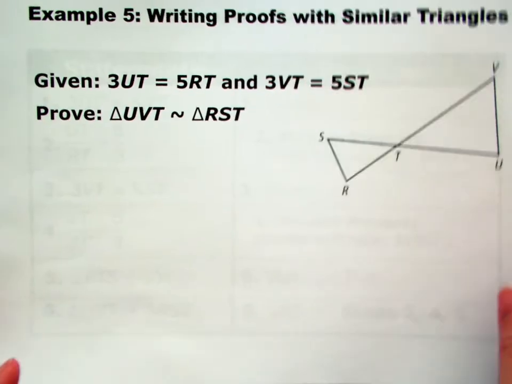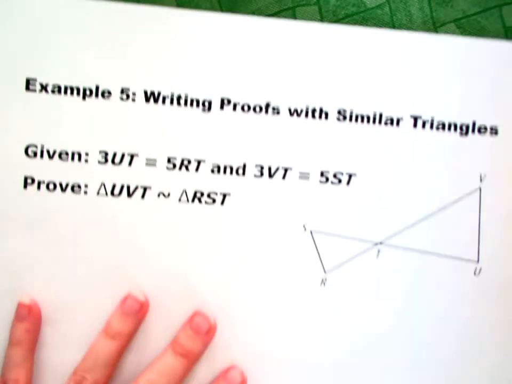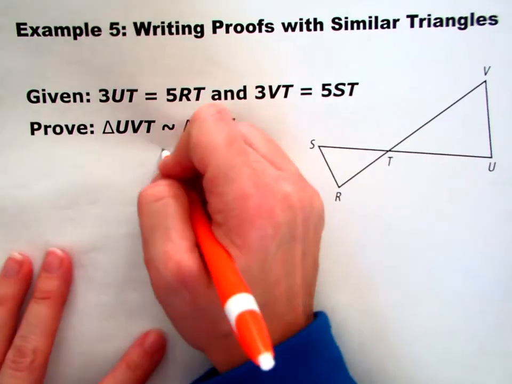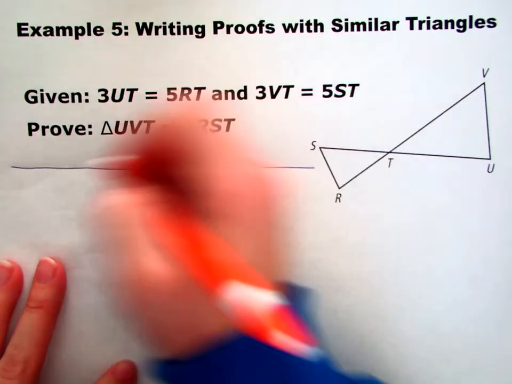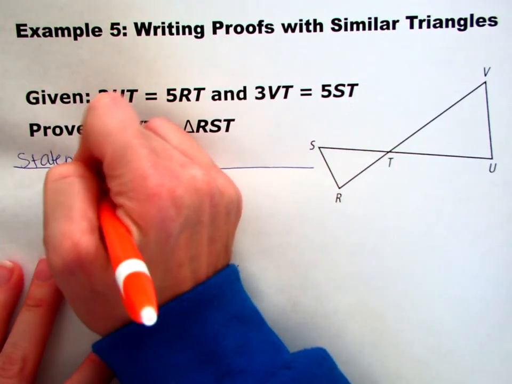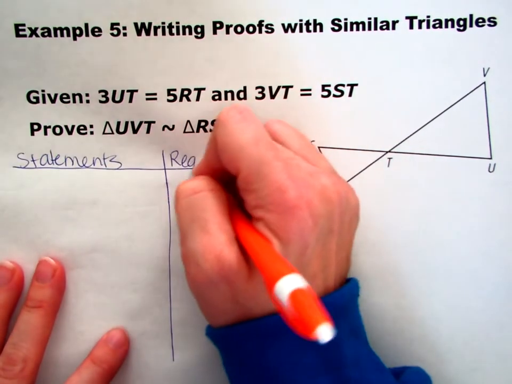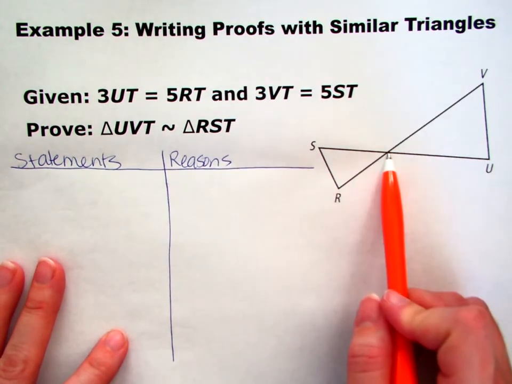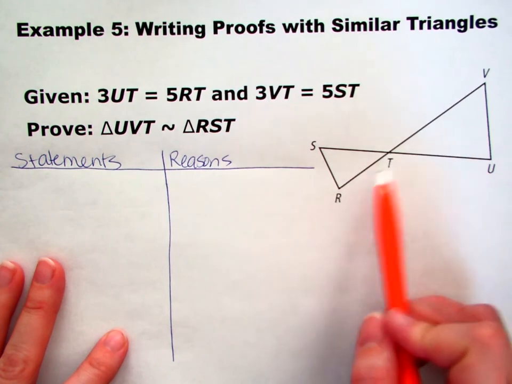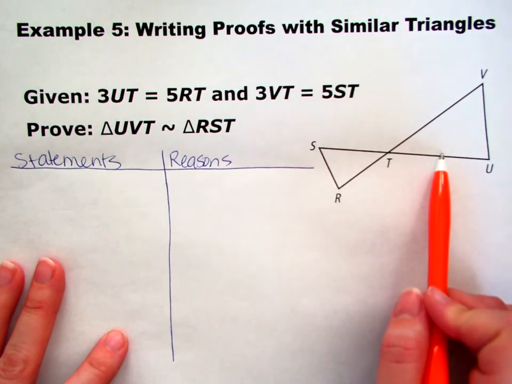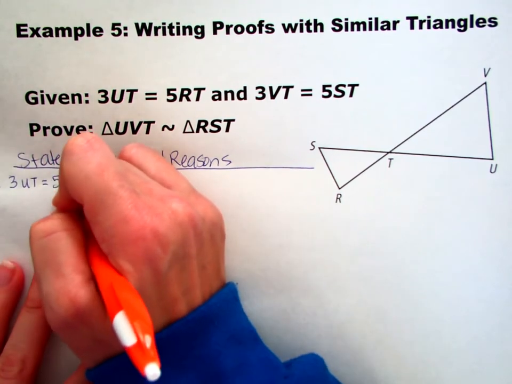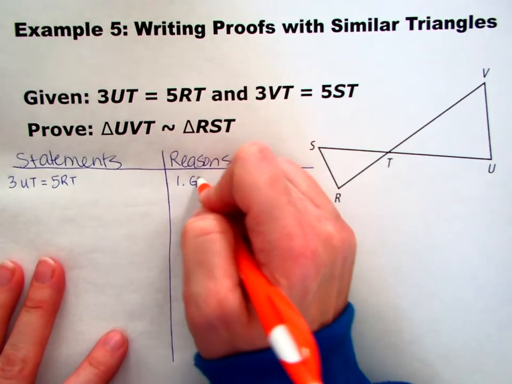Finally, in this last problem here, we're going to go ahead and do a proof. Now, when we do a proof, just remember that you got to take this step by step. And we probably did this in class, but it's just a good way to review it. So statements and reasons. It tells me that 3 UTs are equal to 5 of the RTs. So we're going to see that these two are going to be corresponding sides. So let's start with that. Number 1, 3 UT is going to equal 5 RT. And the reason is that that is given.